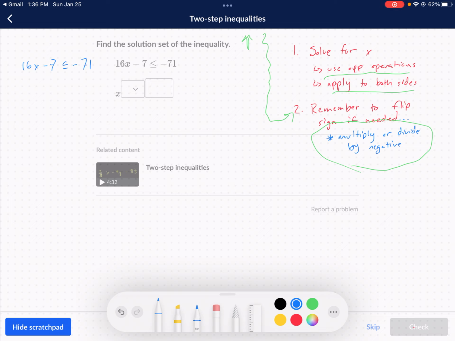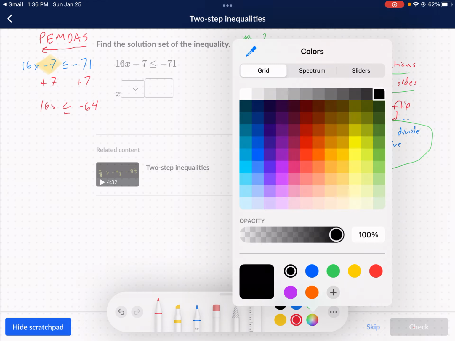Okay, so the first thing I need to do is opposite operations, and we go in inverse order of operations. If we're doing PEMDAS, normally, to undo operations we go in reverse. We start with any addition or subtraction. In this case, we start with the subtract 7, and the opposite is add 7 to both sides. Once we do that, we get negative 64 and then 16x on the left side.